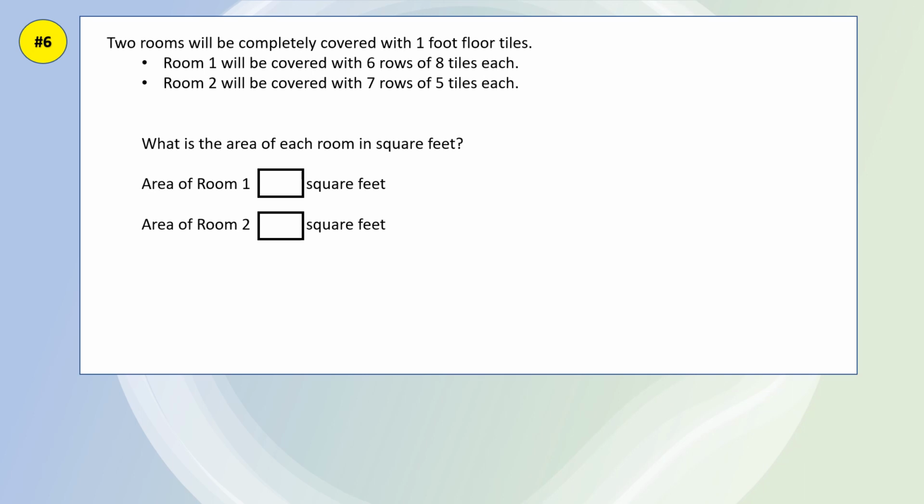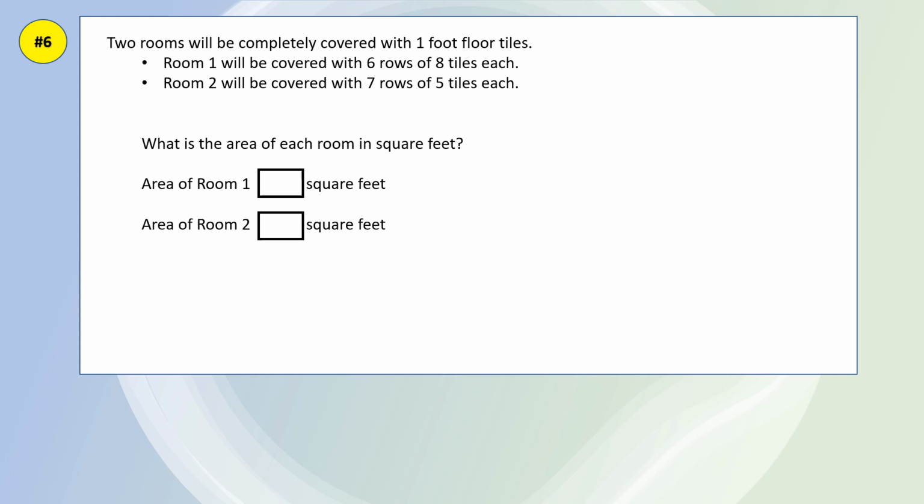Let's take a look at number 6. Number 6 says 2 rooms will be completely covered with 1-foot floor tiles. Room 1 will be covered with 6 rows of 8 tiles each. Room 2 will be covered with 7 rows of 5 tiles each. What is the area of each room in square feet? Area of room 1, blank square feet. Area of room 2, blank square feet.